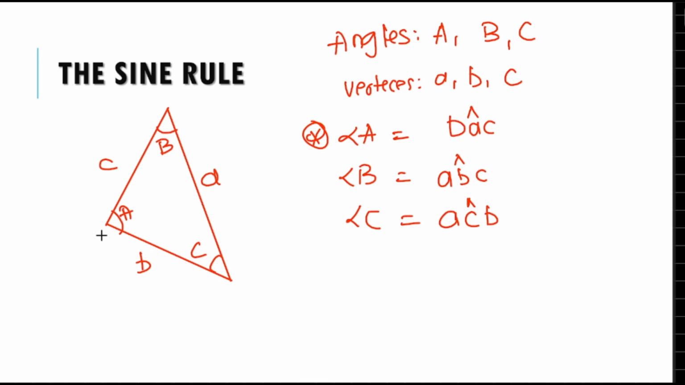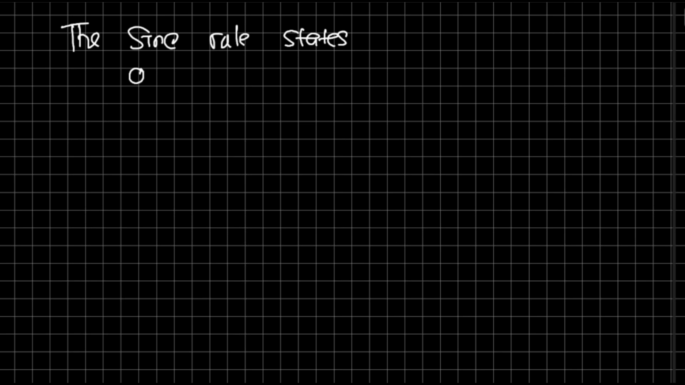From this triangle we can develop what is known as the sine rule. The sine rule states that a over sine A equals b over sine B, which is equal to c over sine C.